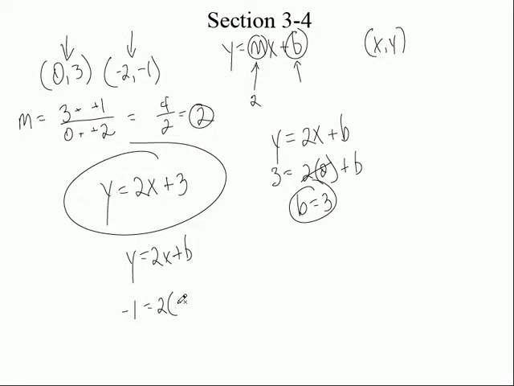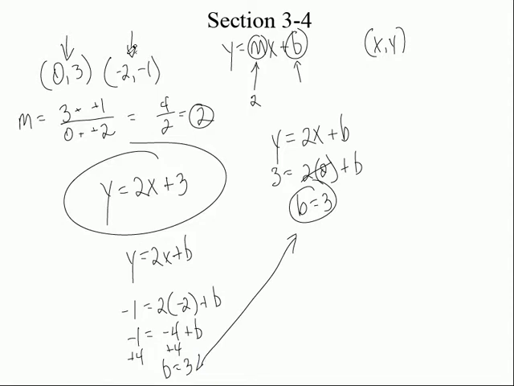-1 equals 2 times -2, good, plus b. I see it already, don't you? -1 equals what? -4 plus b. Add a 4 to both sides, and what's b equal to? It's equal to 3. Check that out. It's the same exact thing, isn't it?